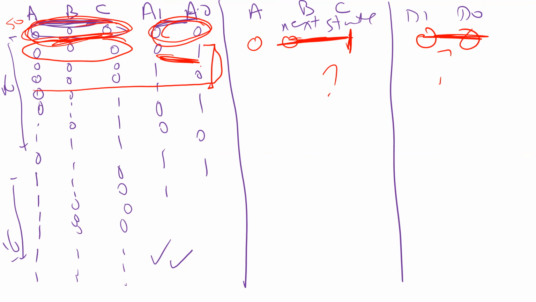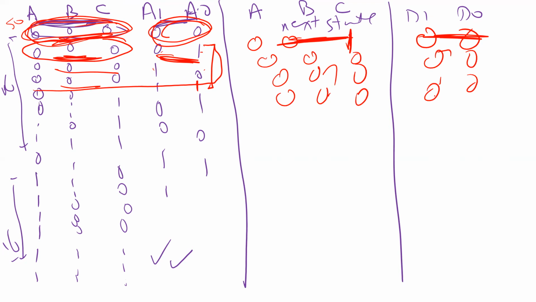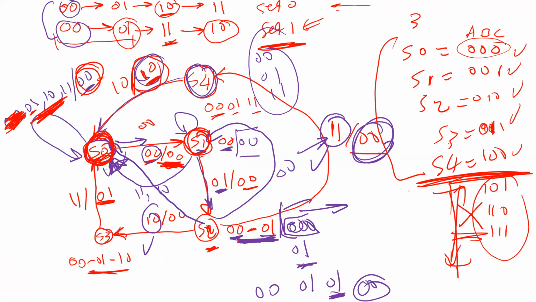So in these 3 cases, the input is 0, 0 but with different values here, like 0, 1, 1, 0, and 1, 1. The next state should be 0, 0, 0, and the output is 0, 0. Anyway, this part should be very easy. You just fill up the table based on the diagram you created.